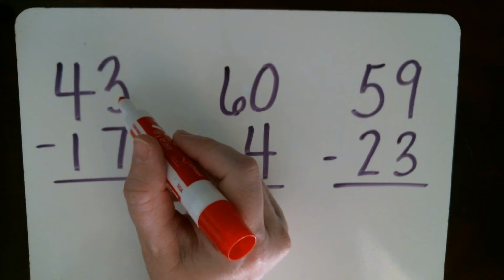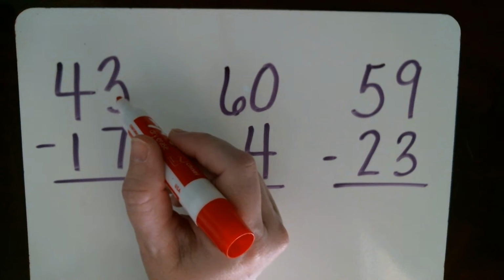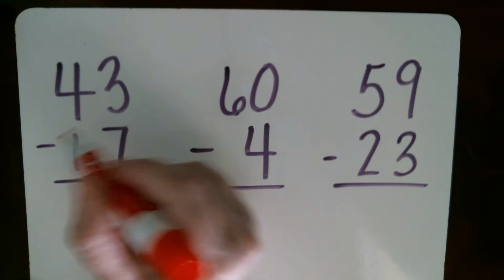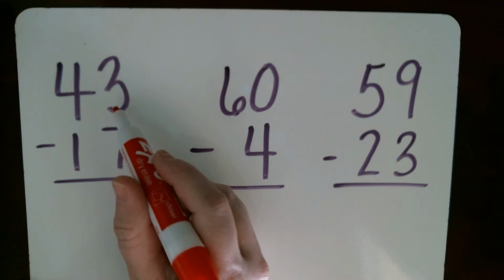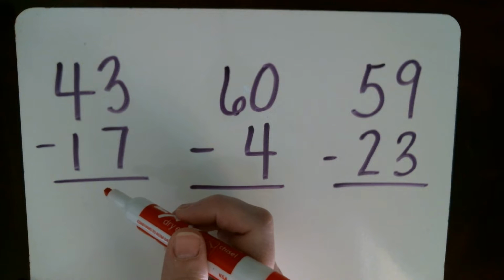I have 43 and I'm taking away 17. Okay, I don't have 17. I have 43. So imagine 4 tens and 3 ones. I want to take away 1 ten and 7 ones. Okay, so I have 3 ones. Can I take 7 away from that?